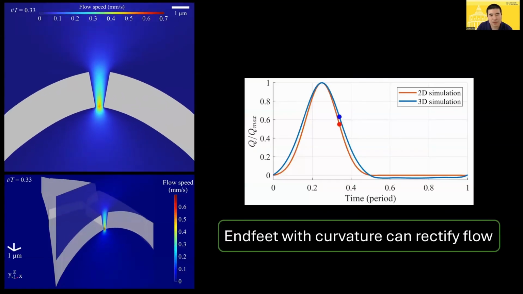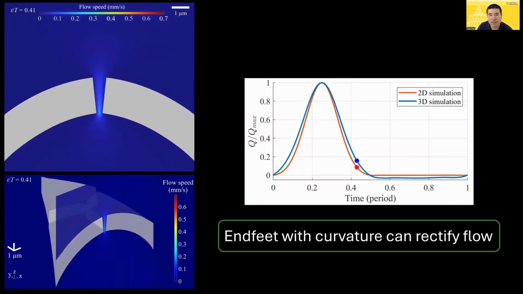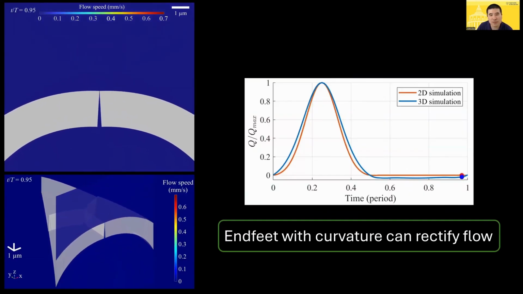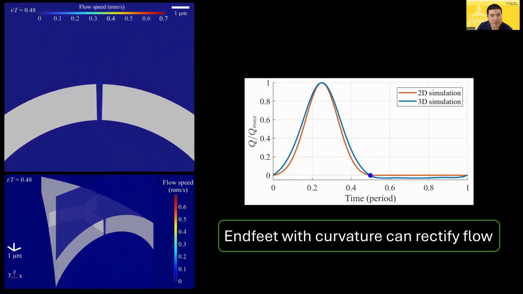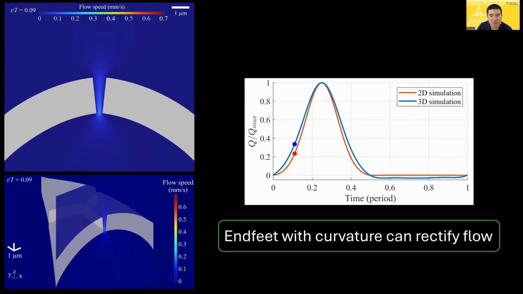This is mainly due to the curved shape of the end feet, and to quantify how the curvature can rectify flow, we did simulations in 2D with 2 end feet, and in 3D with 3 end feet. Both cases show that this valve mechanism due to curvature can act like a one-way door for fluid flow.